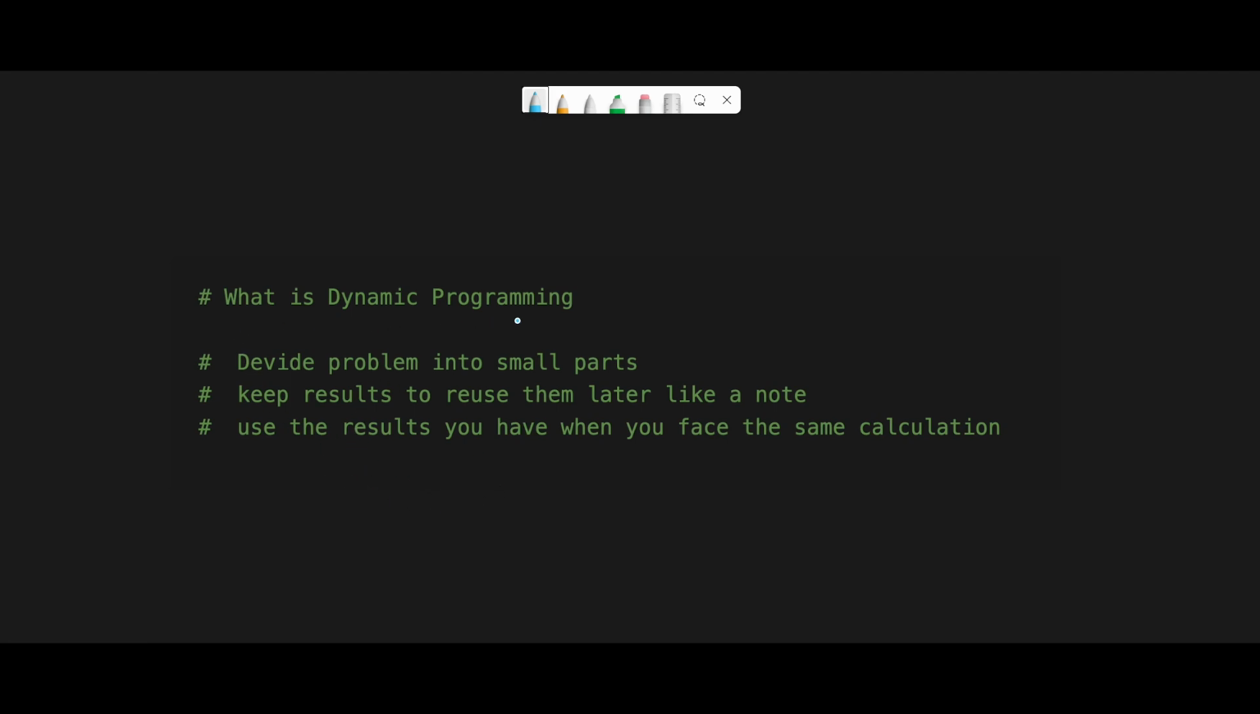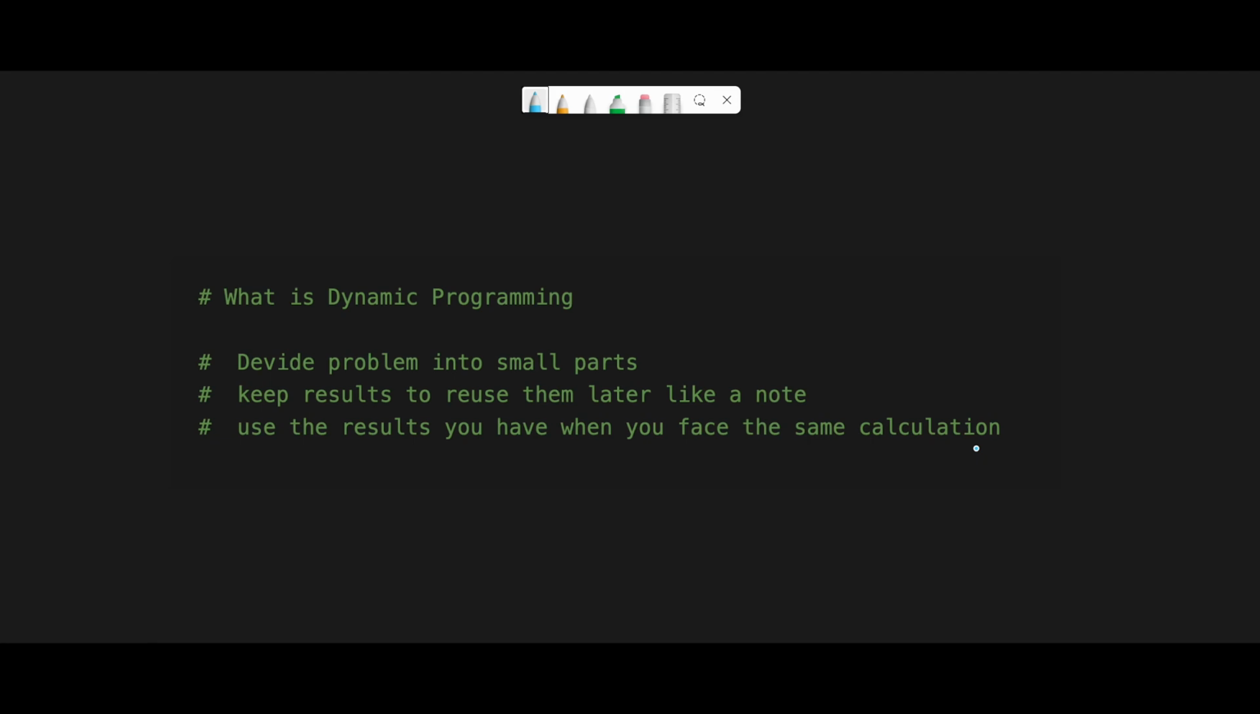So what is dynamic programming? Number one, divide a problem into small parts. And the second, keep results to reuse them later, like a note. And three, use the results you have when you face the same calculation. Yeah, but I think nobody understands what dynamic programming is if you don't know it.